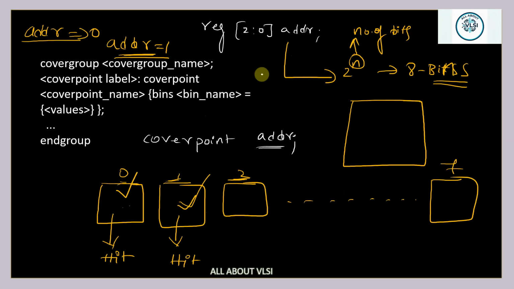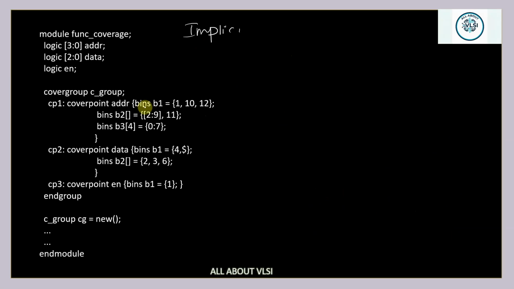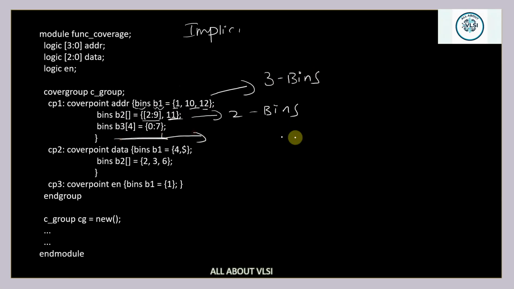What creating bins means is you can use this concept where you write bins B1, 1, 10, 12. That means here three bins will be created. And let's say I write bins B2, 2 down to 9 and 11. For this, only two bins will be created. And here, four bins will be created from 0 to 7.